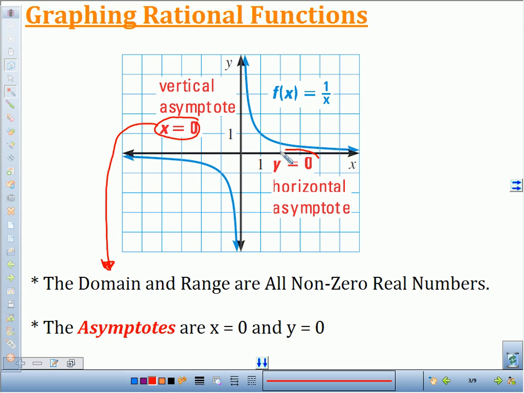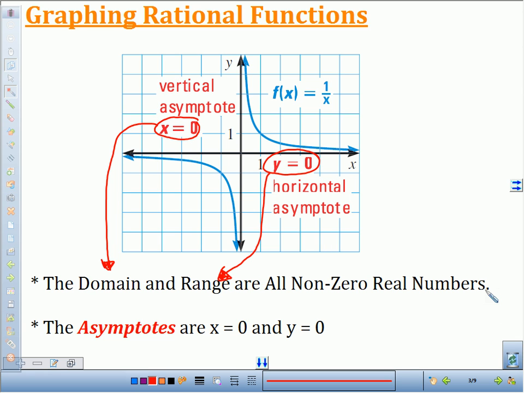The same is true for a horizontal asymptote. You can see one that is along the x-axis. That horizontal asymptote is also never touched by the graph. So the range doesn't contain 0 either. So we'd say that the domain and range are all non-zero real numbers, or we could say that they are all real numbers except 0. These asymptotes, as I've said, are x equals 0 and y equals 0.